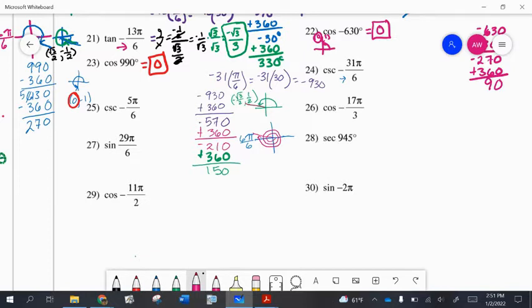Okay, so what do we want? We want cosecant, which is the reciprocal of sine. So sine is the y value. So I'm going to grab the sine value and I'm going to flip it. So instead of 1/2, we'll do the reciprocal, 2/1. 2/1 is just 2. So the cosecant of -31 pi over 6 is just 2.